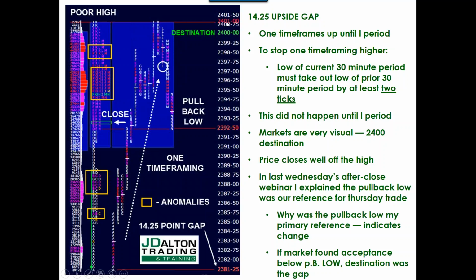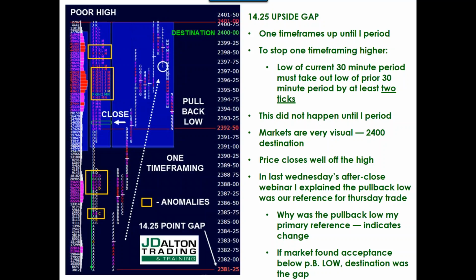And then you get a big spike up to the high. The high was 2401. 2400 was kind of the magical destination trade. Understand, people say, why? Well, markets are very visual. 2400 is a nice round number. Okay, then the market, instead of pulling back one time, starts to trade lower. And it trades lower for the final 3 periods of the trend day.